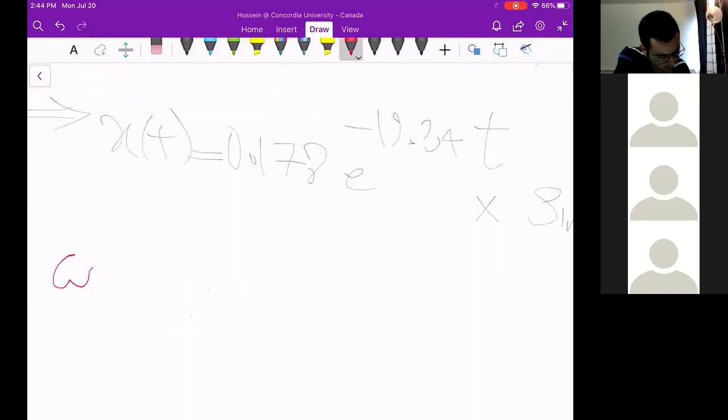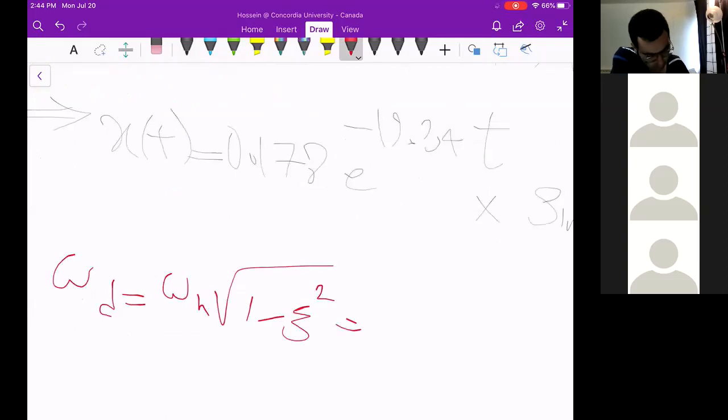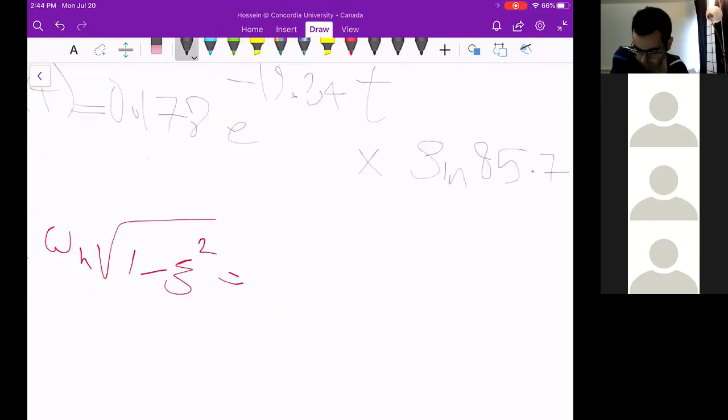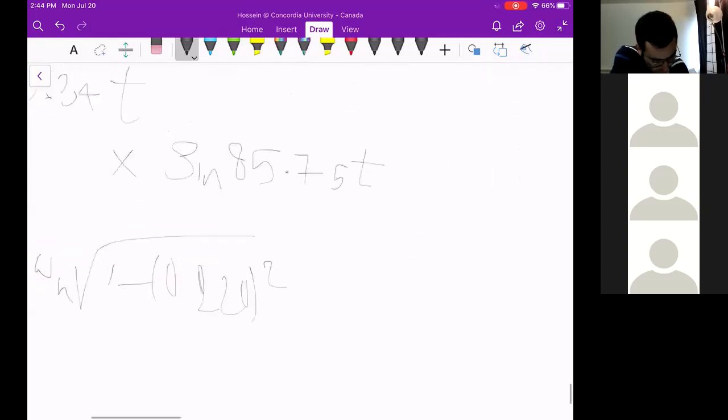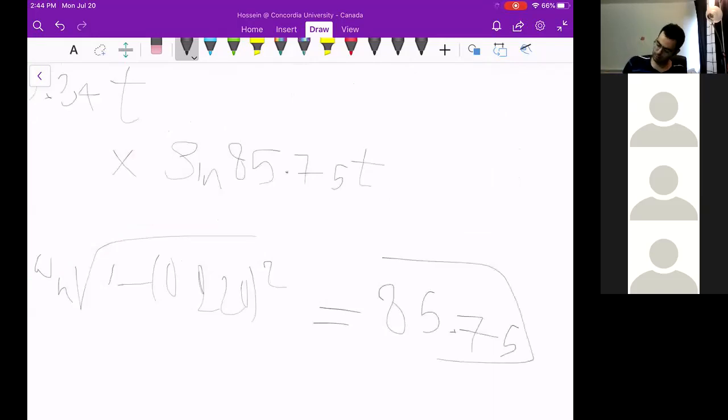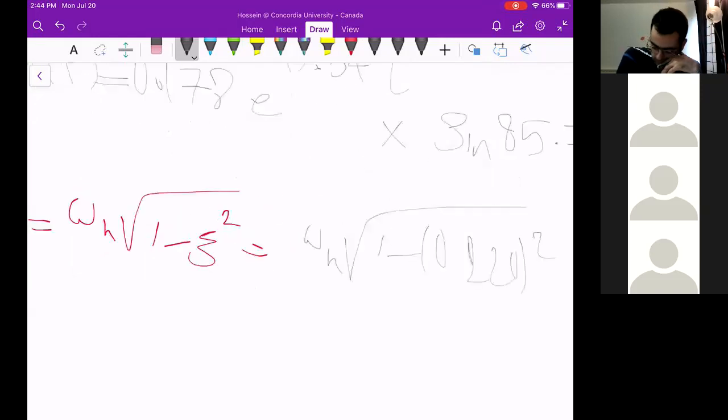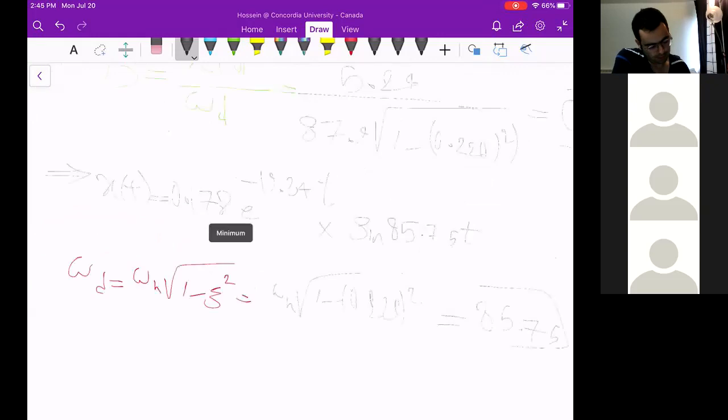We already found omega d. Omega d is omega n times the square root of 1 minus zeta squared. We already obtained omega n in the first step. Omega d would be 85, so it's lower than omega n. Omega n is 87 and omega d is 85. So we have this solution; we have the response of the system.